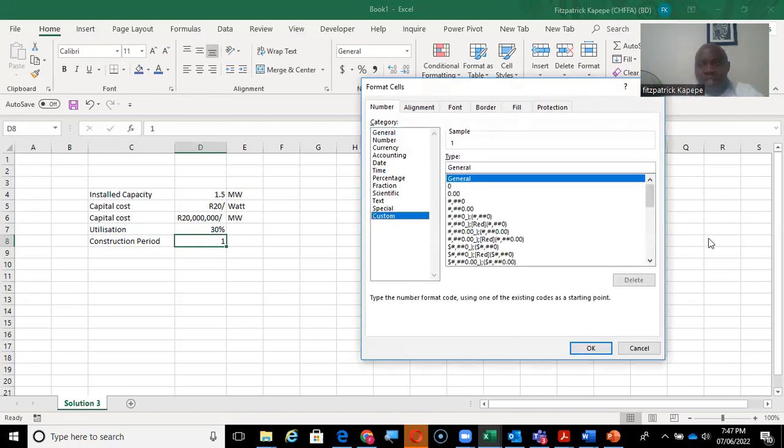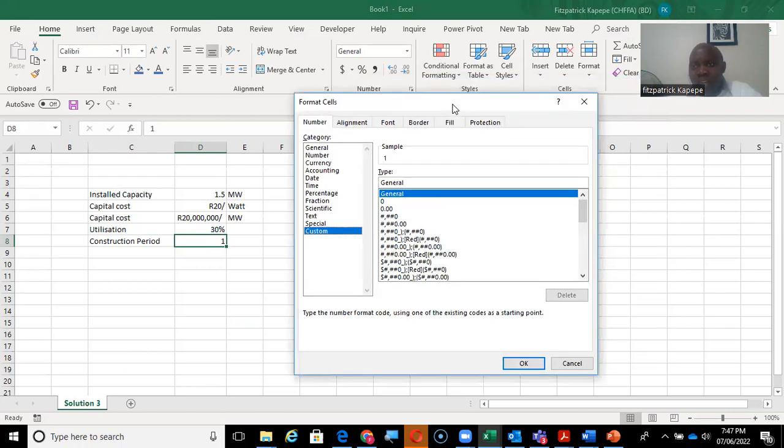So coming up with this is my favorite shortcut, guys. I use Control and 1. So I hold Control and press 1 so that I get this format. I use it so often.